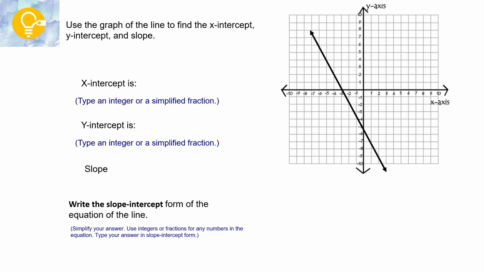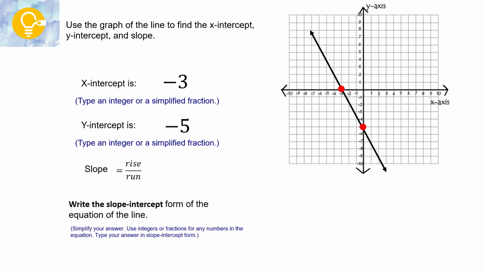First, let's find the x-intercept. The x-intercept is where it crosses the x-axis, and for this line, it's at -3. Let's find the y-intercept. The y-intercept is where it crosses the y-axis, and for this line, it's at -5.